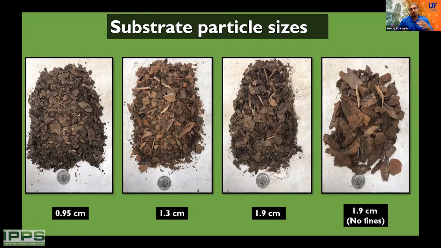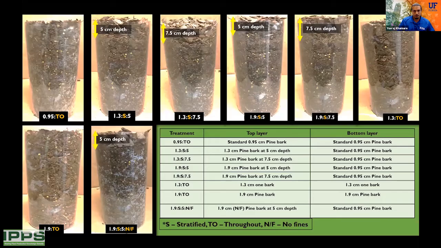So we used pine bark of 3 different particle sizes. The pine bark was as small as 0.95 centimeter, followed by 1.3 centimeter, and the largest one was 1.9 centimeter. And we also added a fourth particle size, again 1.9 centimeter, but without any fines in them. So this way we had 4 different particle sizes.